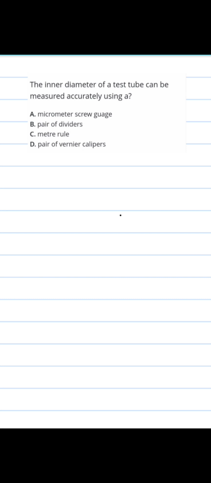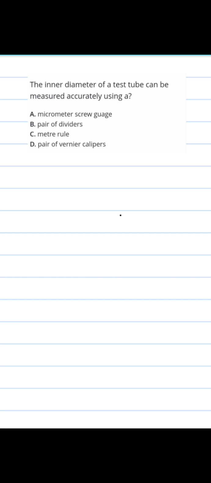Okay, the question is under the topic measurement in physics, and it says the inner diameter of a test tube can be measured accurately using a what? Is it a micrometer screw gauge? Is it a pair of dividers? Is it a meter rule? Or is it a pair of vernier calipers?